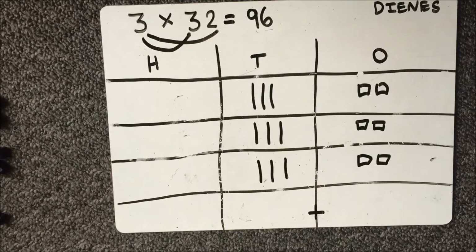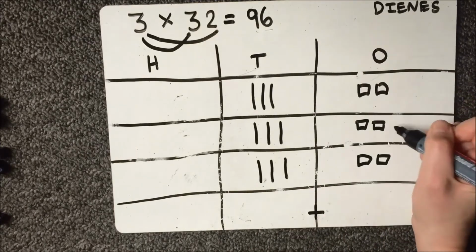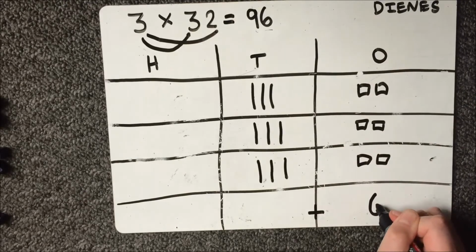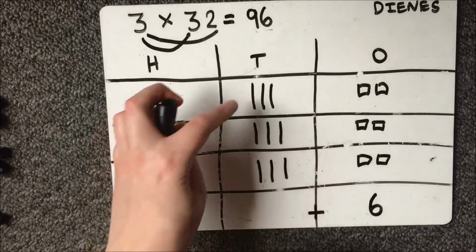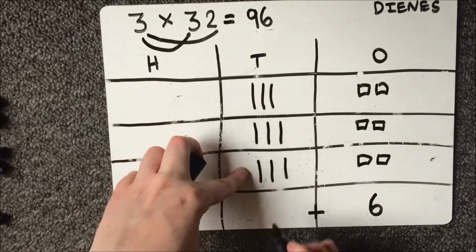Do you remember what to do next? I start by adding up my ones in twos, 2, 4, 6. Then I go to my tens, 30, 60, 90.